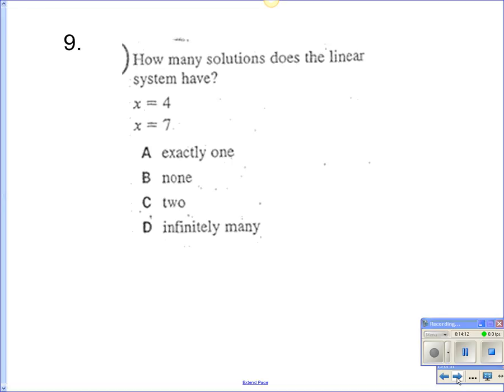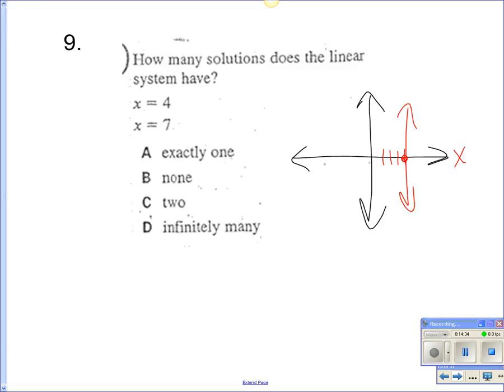Number 9. How many solutions does this one have? x equals 4, x equals 7. Again, please graph it even if you already chose the answer. Do a little graph for me. Colton, how do you do x equals 4? All right. Very good. Straight up and down.